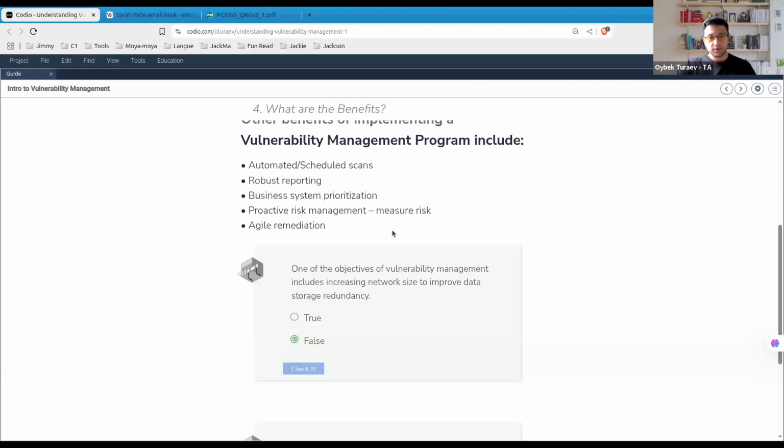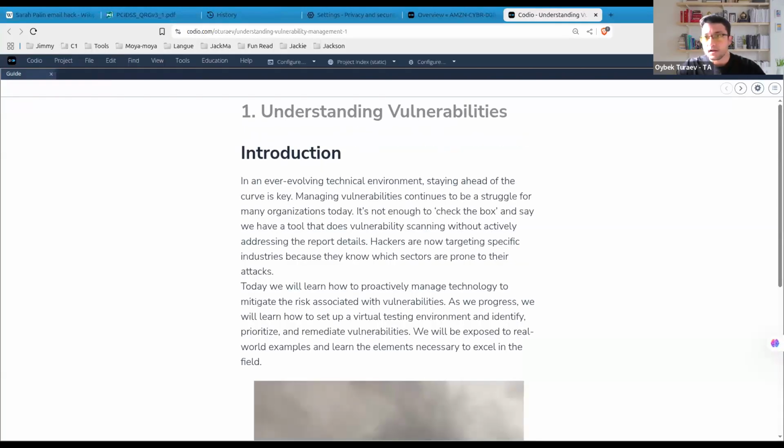Here the question is asking about one of the objectives of vulnerability management. The answer is visible here. Management includes increasing network size to improve data storage redundancy. That's a true or false. I think it's already mentioned. It's true. Let me make it visible, please. Okay, very good.